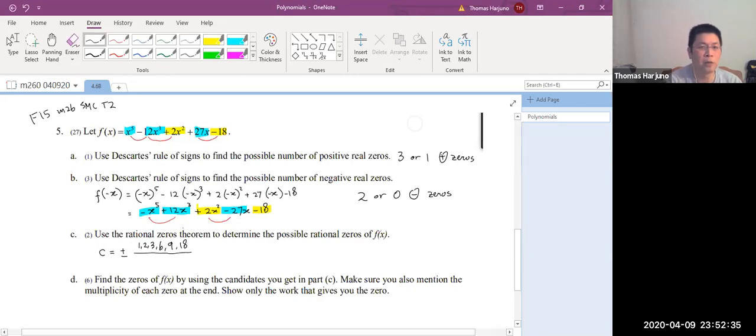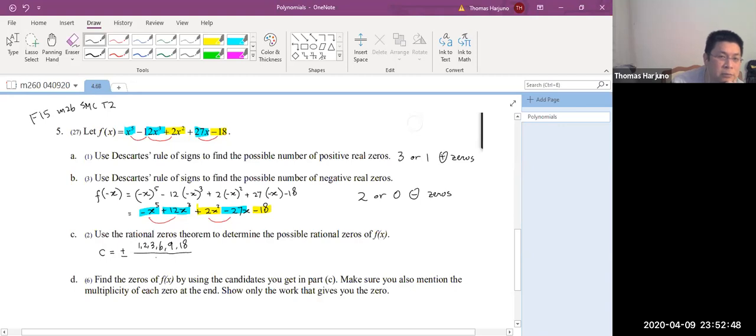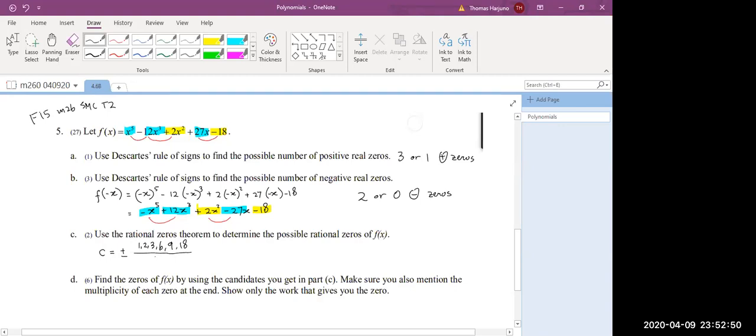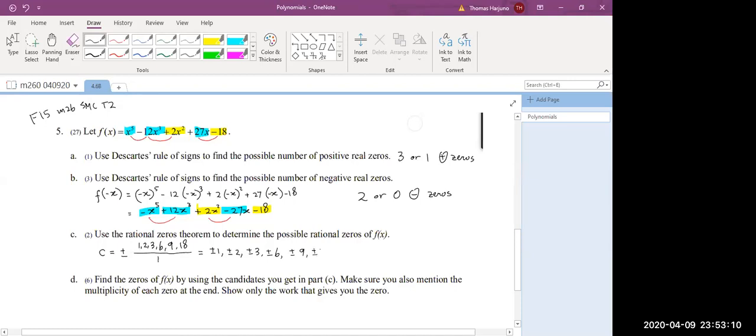Over the factors of the leading coefficient. What's the leading coefficient? It's negative 1, or just 1, it doesn't matter positive or negative. But then I need to list them. There will be plus minus 1, plus minus 2, plus minus 3, plus minus 6, plus minus 9, plus minus 18.